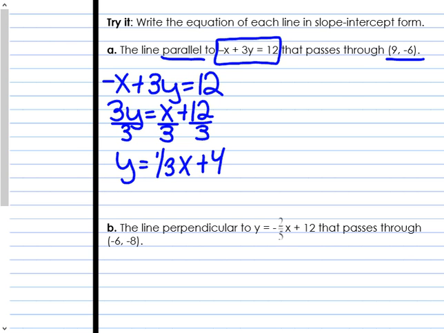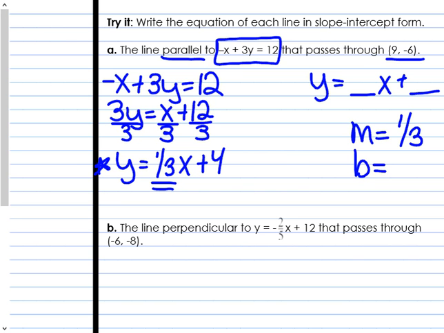So we need y equals something x plus something. We need the m and the b. So we need to figure out what our m is going to be and what our b is going to be. Our new line is parallel to this line that we just worked on. That means they're going to have the same slope. So I can just write 1/3. I'm going to plug in the point they gave us, 9 and -6, and I'll be able to find my new y-intercept because at that point I will only have one variable. So instead of a y, I have -6 equals my slope 1/3.